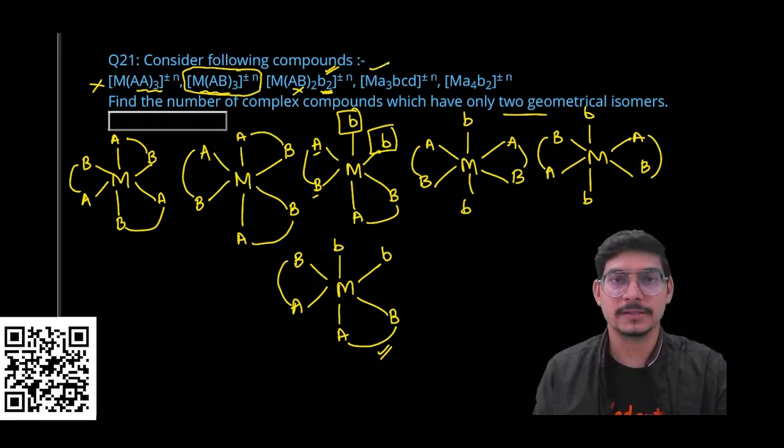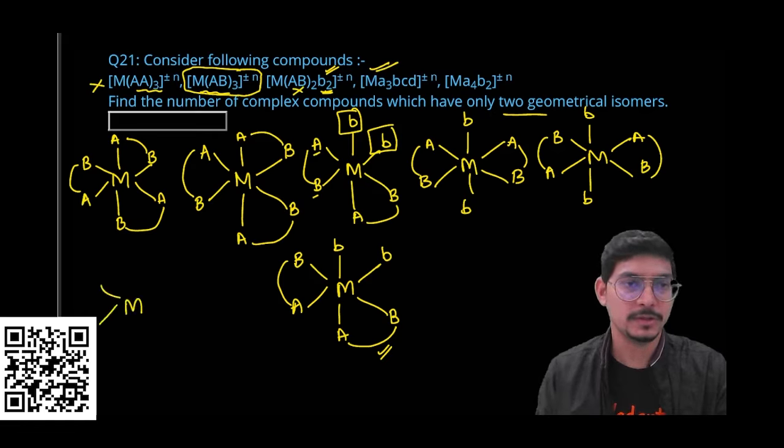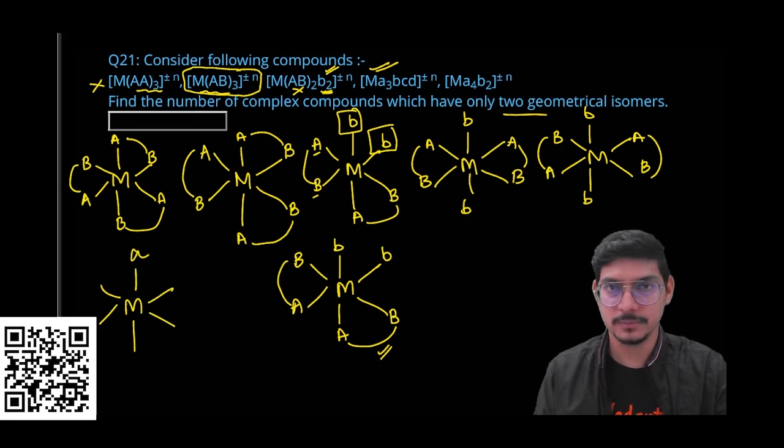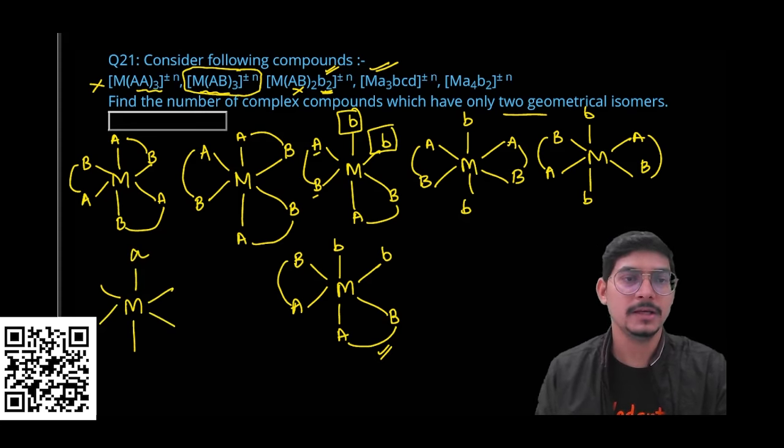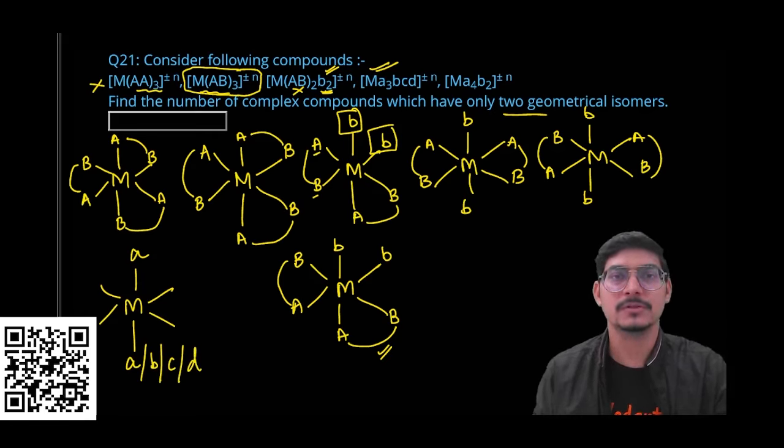Let us look at the next complex MA3BCD. Here we have 4 distinct ligands A, B, C, and D. So if I fix the position of one ligand, that is A, then on the trans position with respect to this ligand, I can either put A or B or C or D. So there are 4 arrangements possible. So this complex will have 4 geometrical isomers, which means that this is also out of our options.